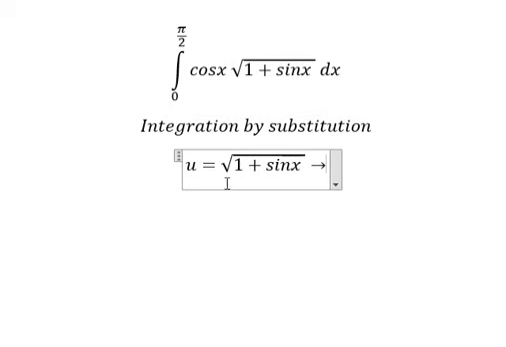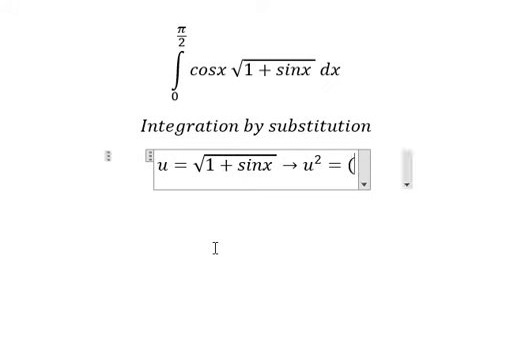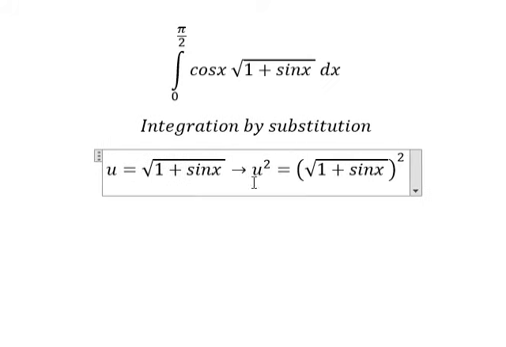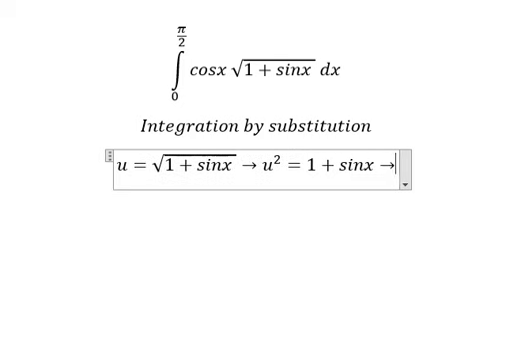Later, we do the first derivative for both sides. Before we do the first derivative for both sides, we need to put the power 2 on both sides in here to cancel the square root. Later, we do the first derivative.